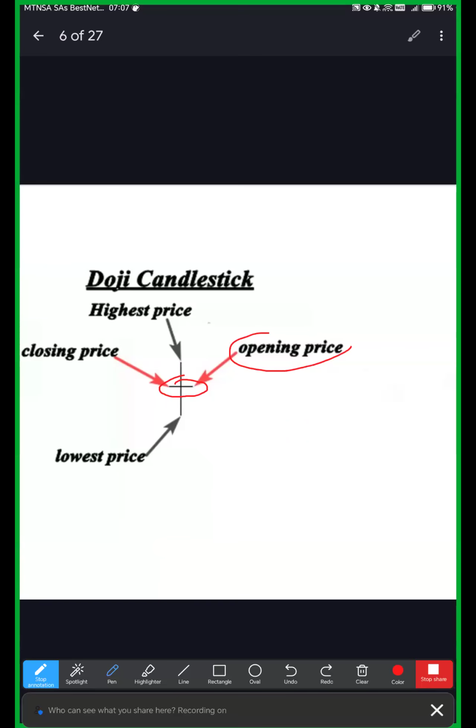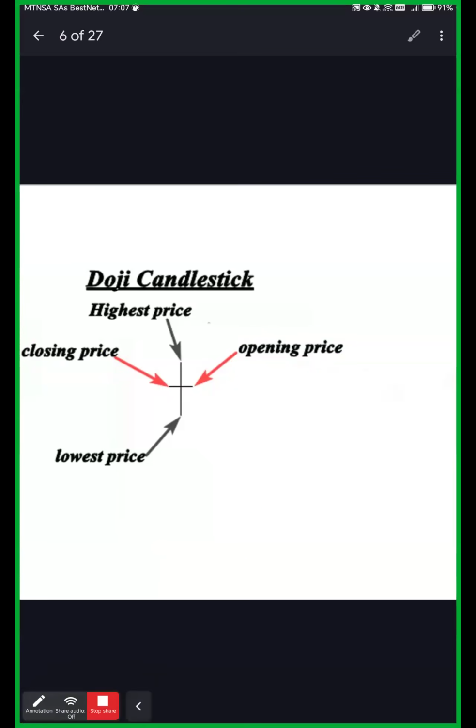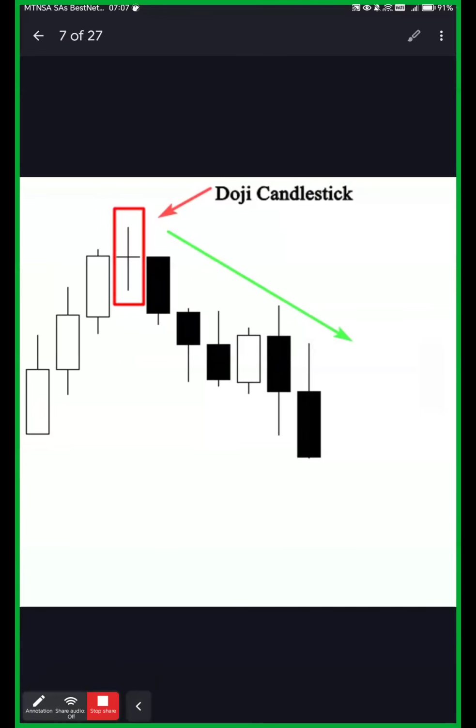The opening and the closing are at the same what? At the same price. It's more like a plus sign when it comes to a doji candlestick. Have a look here.